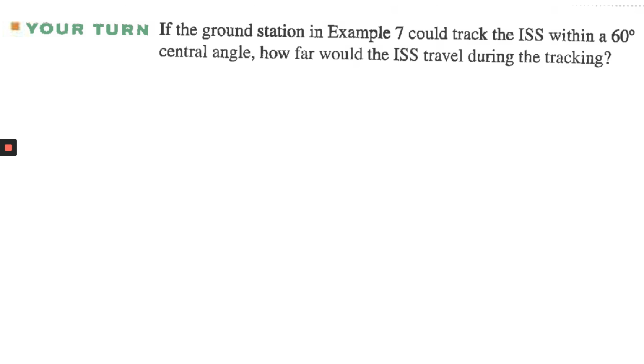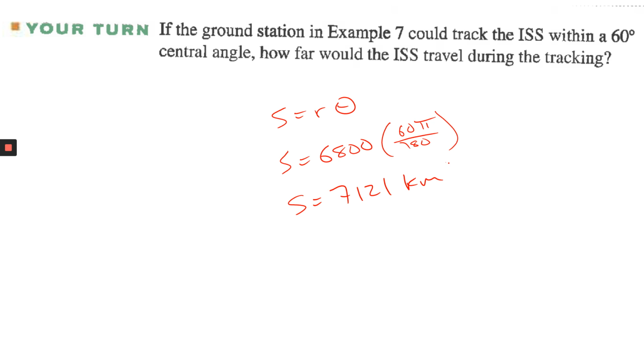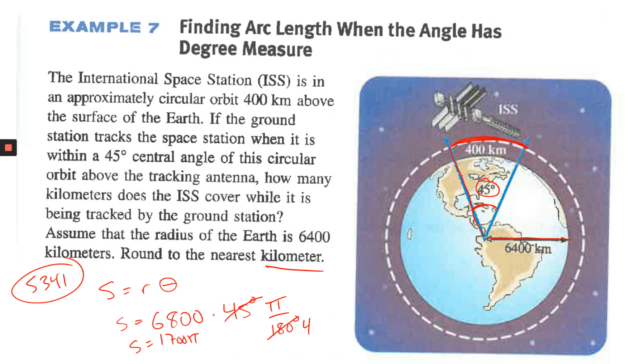All right, give it a shot. Okay, so S equals R theta again. That's 6,800 for our radius again. And your theta is going to be 60 pi over 180, or pi over 3. So 6,800 times pi divided by 3, I get 7,121 kilometers. Again, we're always putting the units. I think I might have not done that back here. Kilometers.